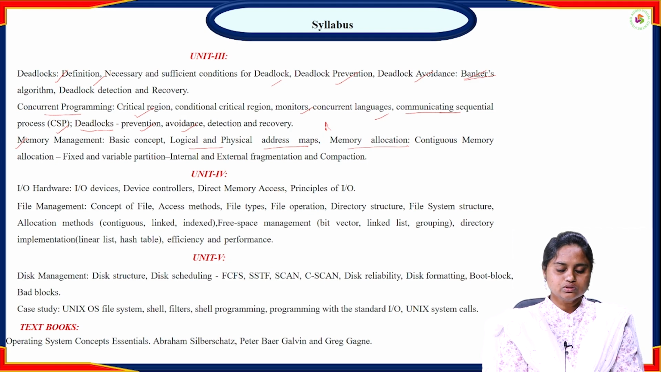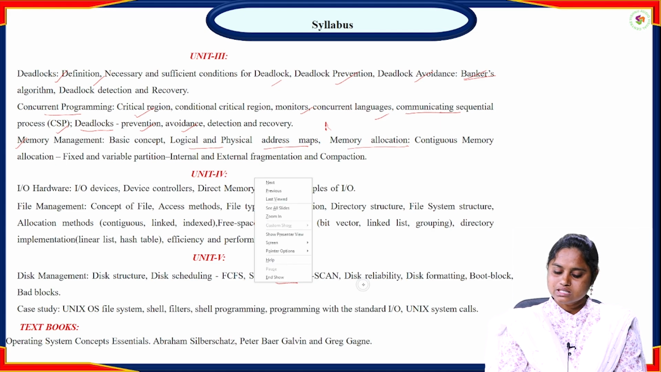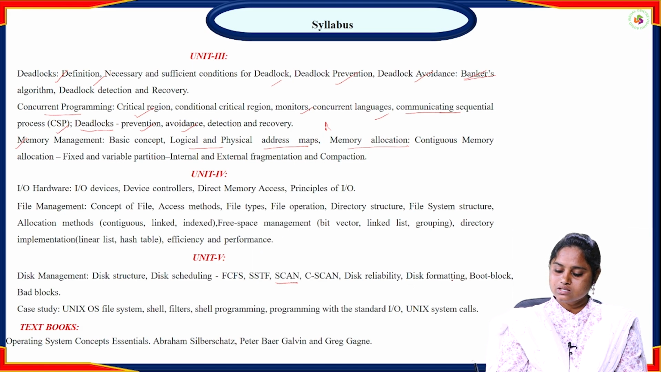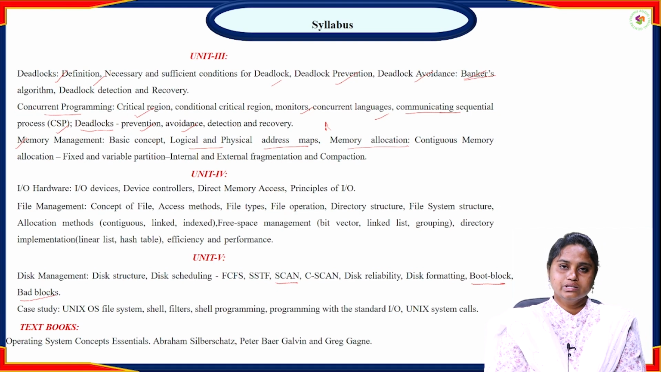Coming to the last unit of operating system, this is disk management: how the disk is implemented, and after the implementation and structure of disk management, we have disk scheduling algorithms. Here, FCFS and SSTF, SCAN and CSCAN scheduling algorithms, disk reliability, how we format the disk, what is the boot block, and what are bad blocks. We are going to learn these techniques in this unit 5. This is also a scoring unit. Damn sure we get questions from disk management.